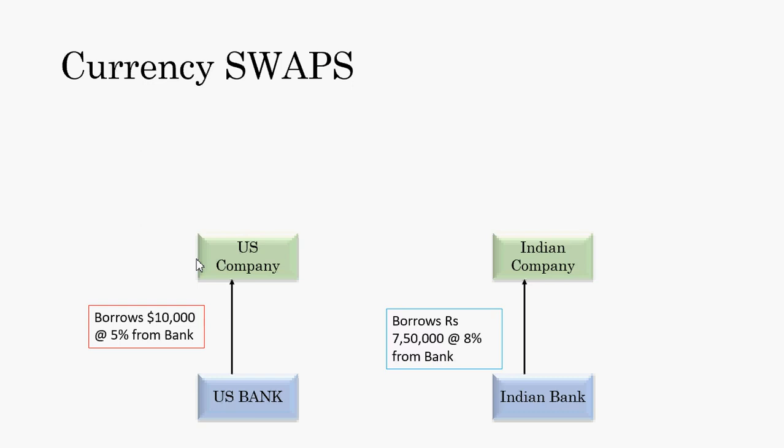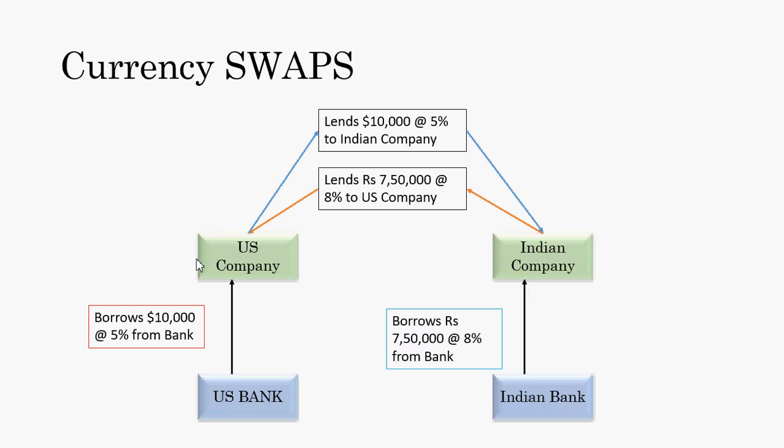The next step is the Indian company is going to lend this principal completely to the US company, and also the US company is going to lend the $10,000 to the Indian company. So effectively what is happening is both the companies are exchanging the principal amounts that they have borrowed, and they are agreeing that the Indian company would pay 5% on the $10,000 to the US company, and the US company will pay 8% on the 7,50,000 rupees to the Indian company.